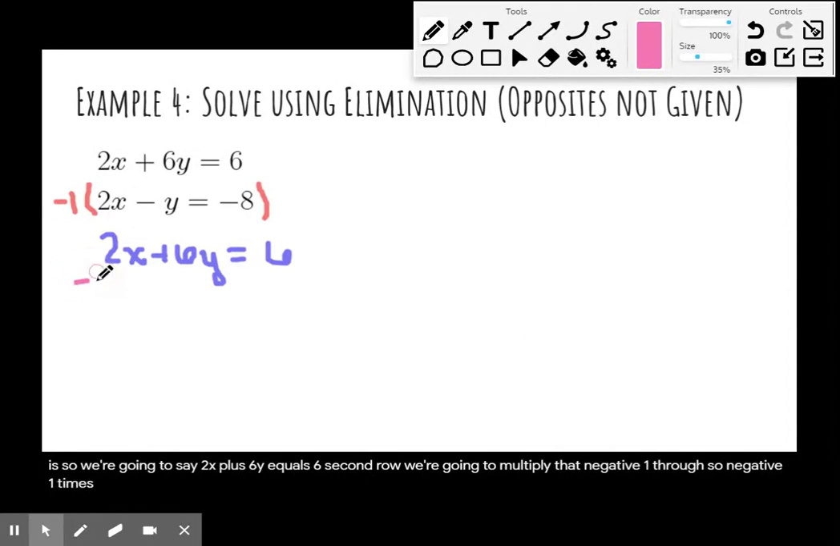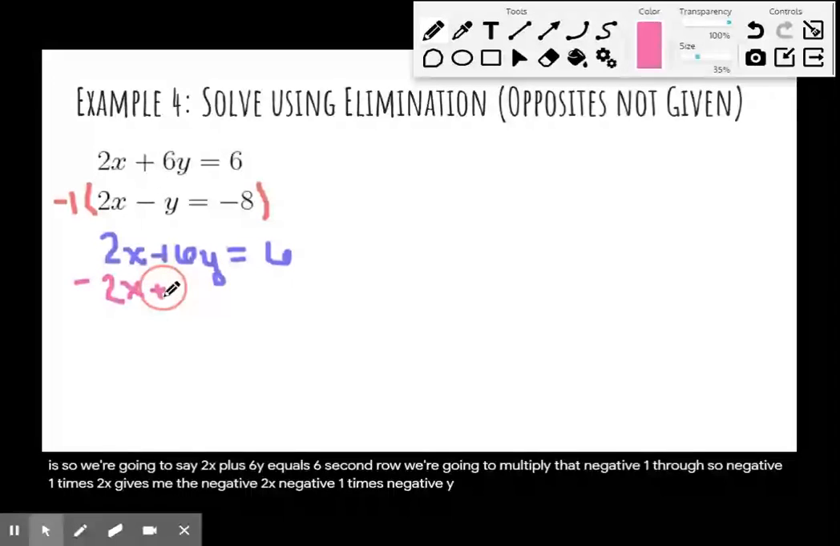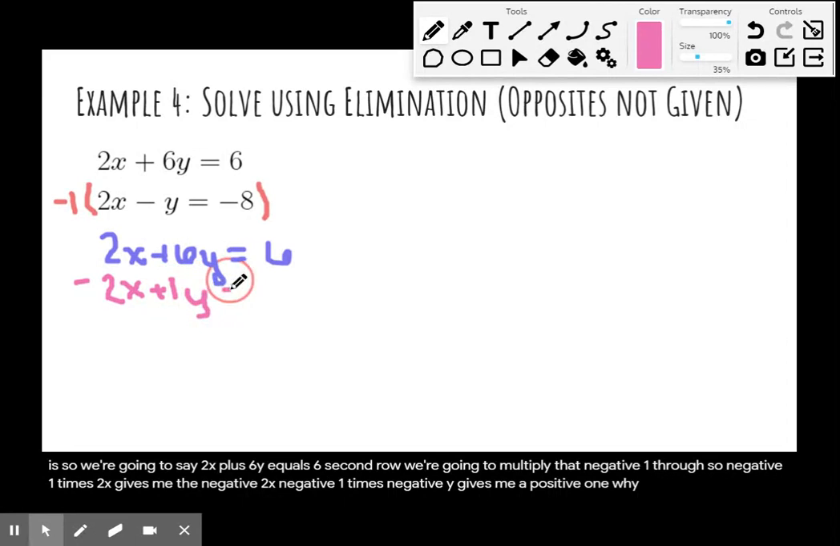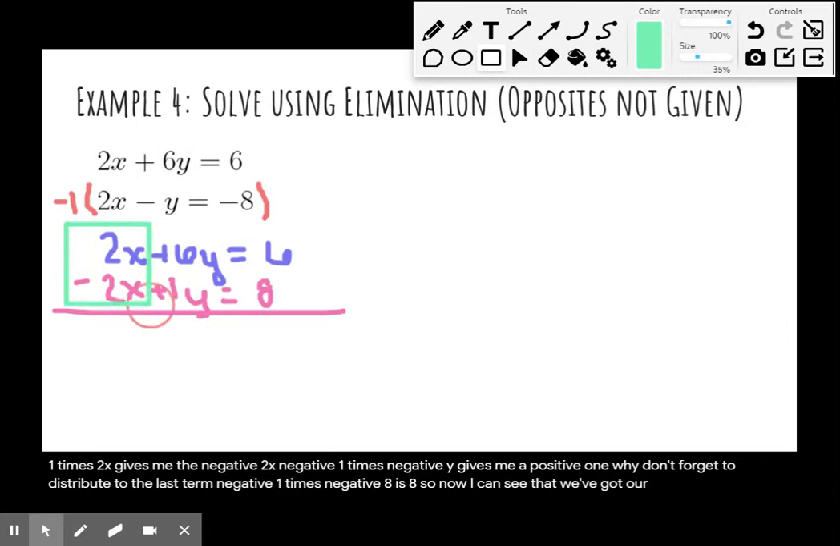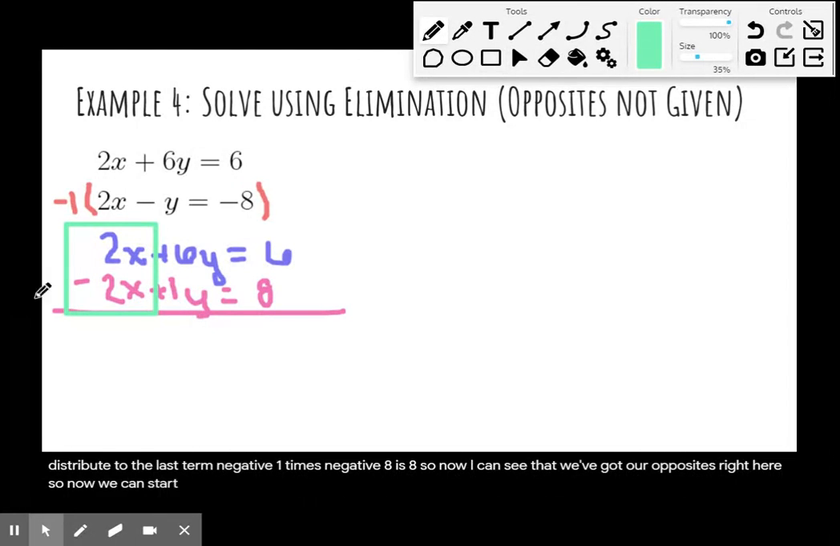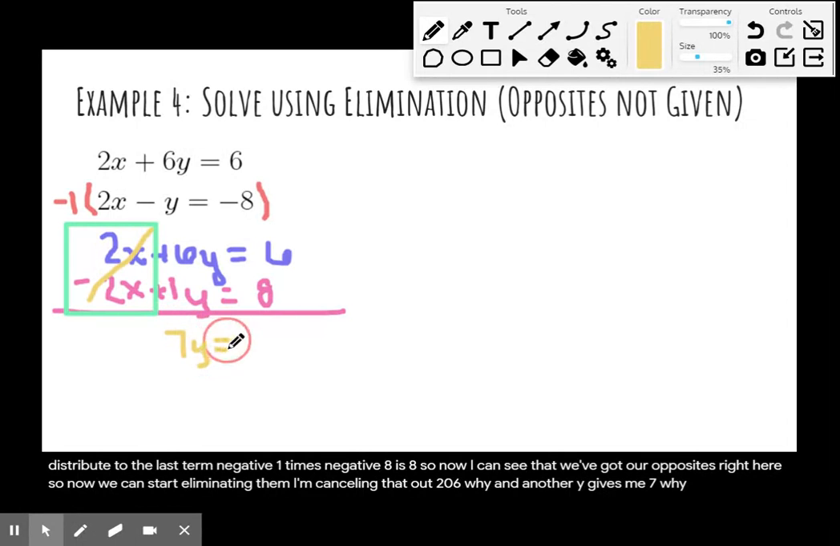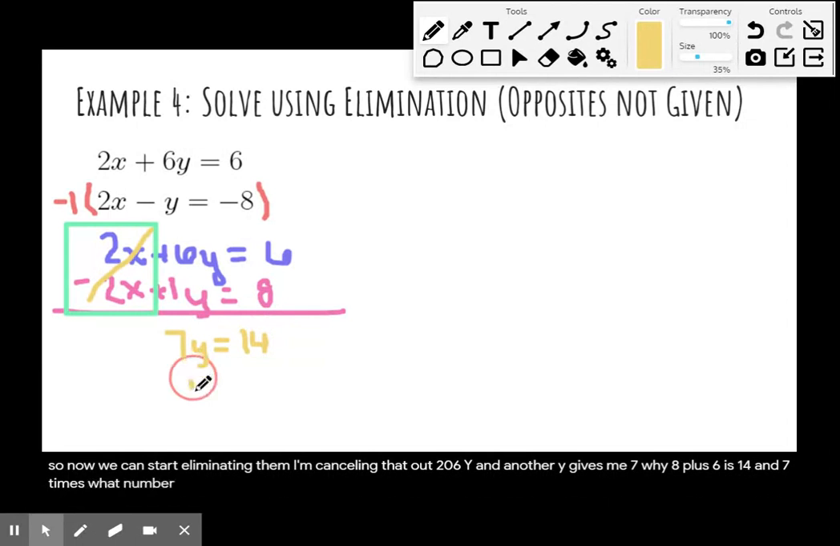So -1 times 2x gives me the -2x. -1 times a -y gives me a +1y. Don't forget to distribute to the last term. -1 times -8 is 8. So now I can see that we've got our opposites right here. So now we can start eliminating them. Canceling that out to 0. 6y and another y gives me 7y. 8 plus 6 is 14. And 7 times what number is 14?